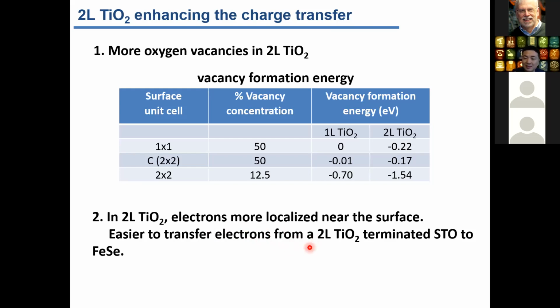Because when it's more localized to the surface, the energy barrier for its transfer from STO to iron cyanide will be smaller. So it will be easier to transfer electrons from the two layer case to the iron cyanide.